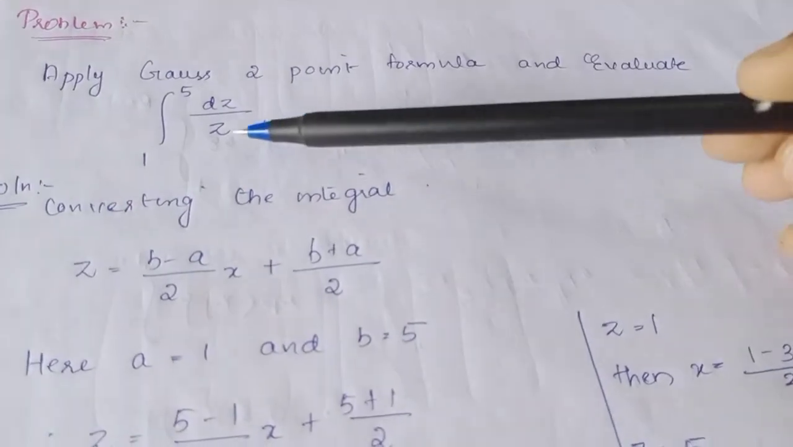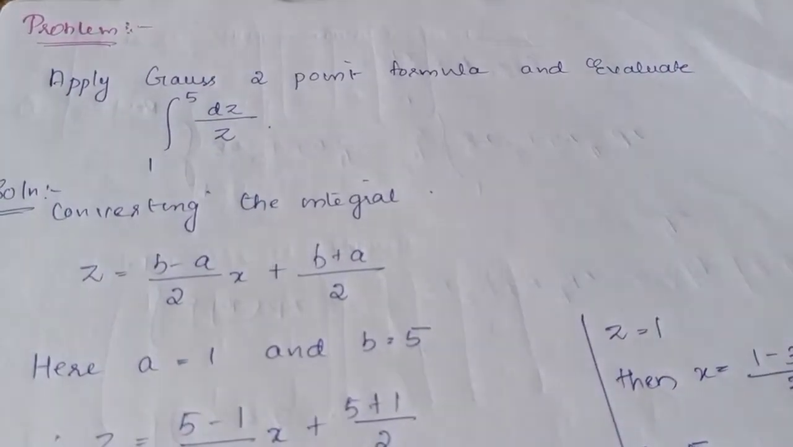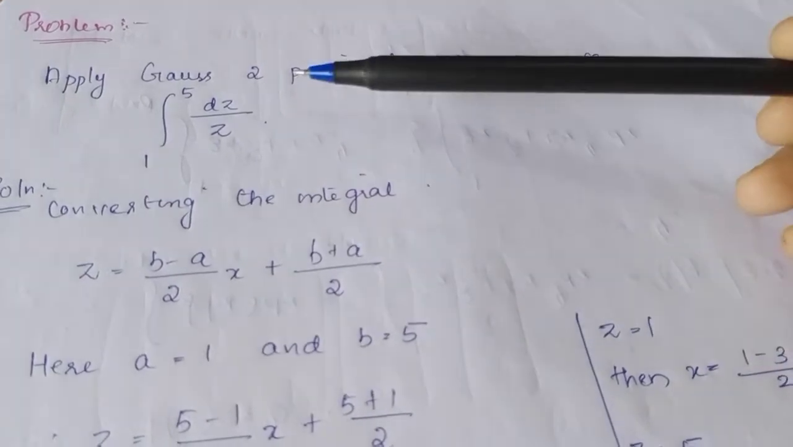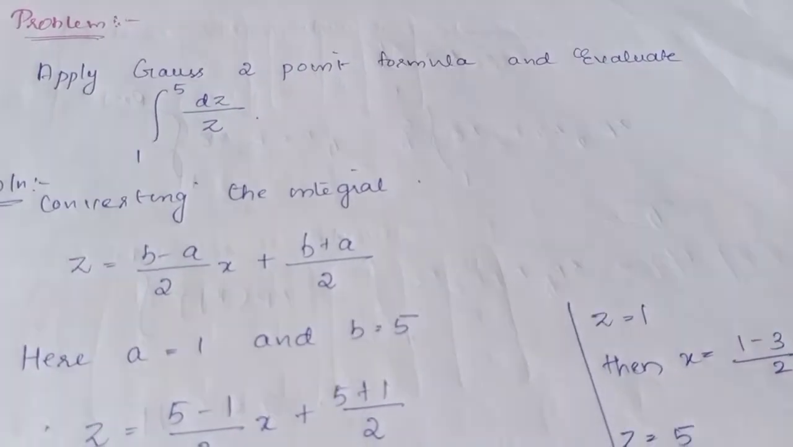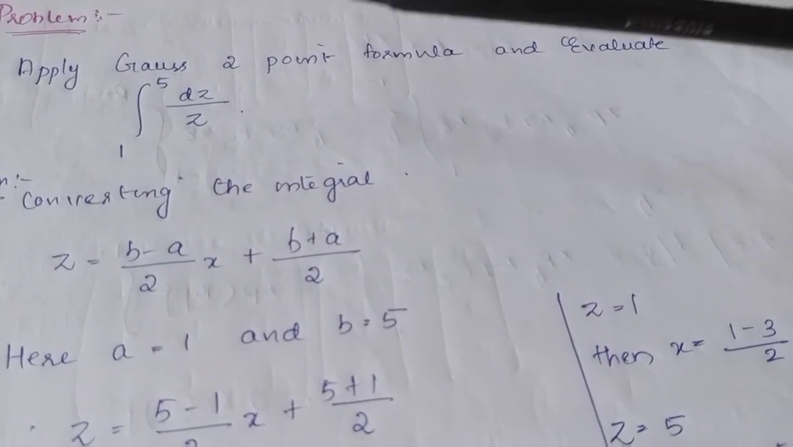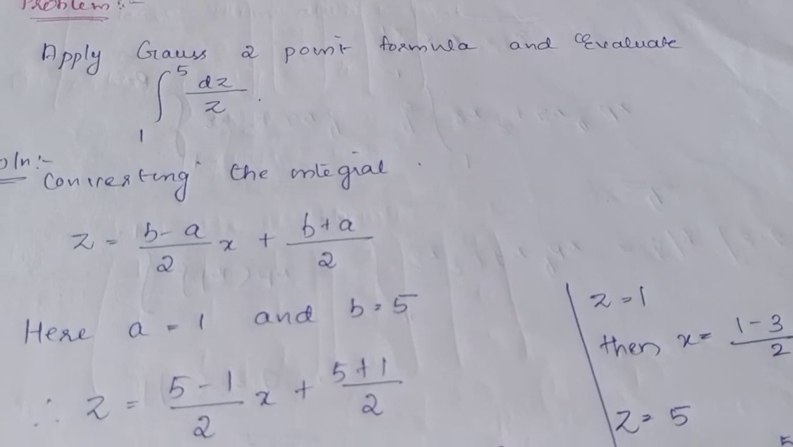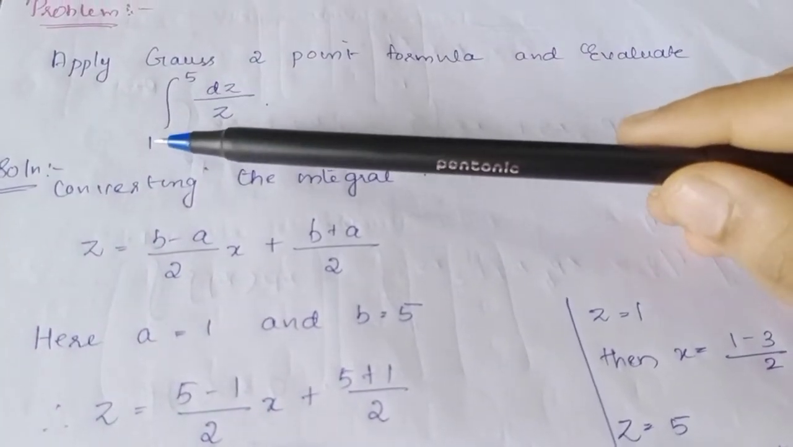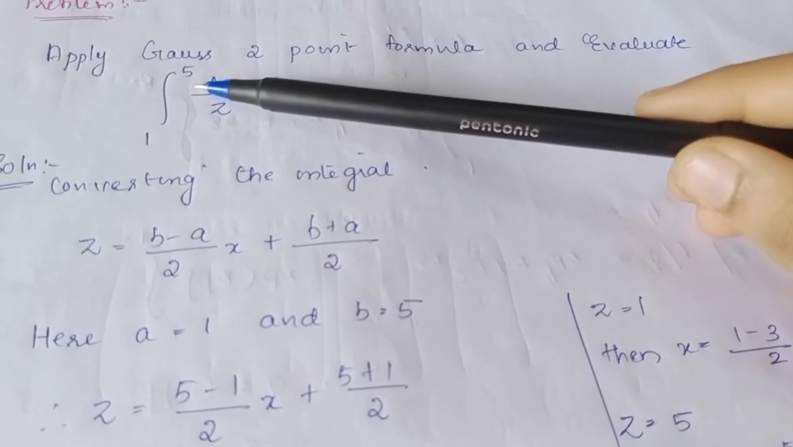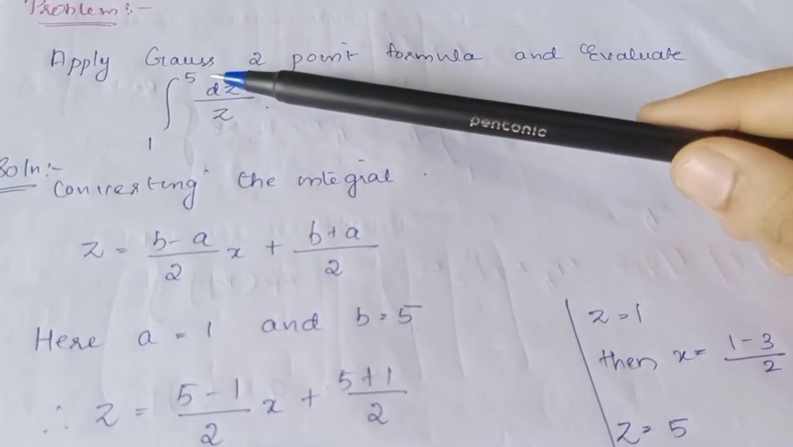So we need to convert this equation. Here this is in terms of z and dz divided by z, so we need to convert this equation into the f of x form. How can we convert this? The integral here is from 1 to 5, and we also need to convert the integral into minus 1 to 1.